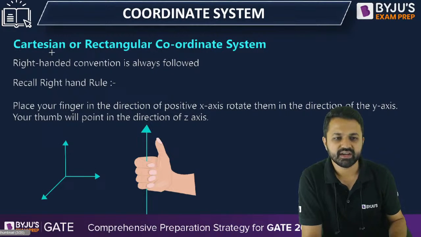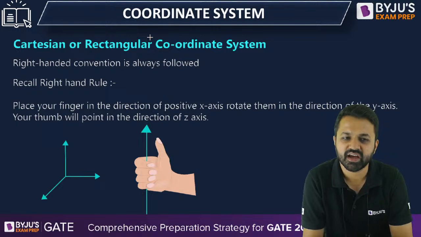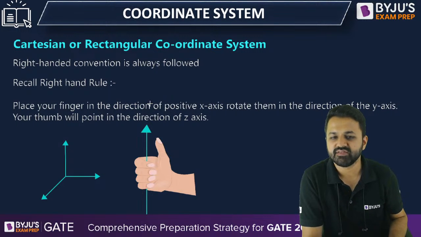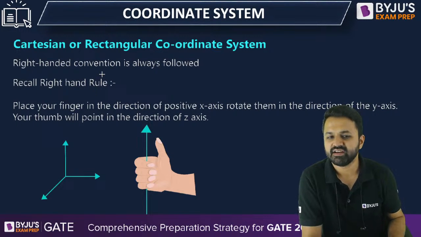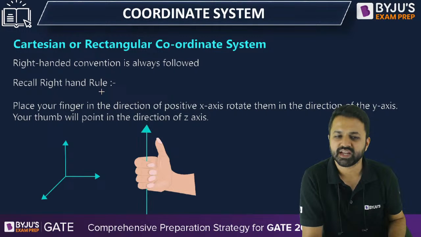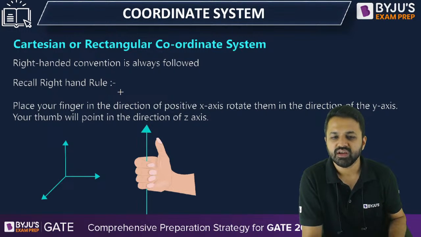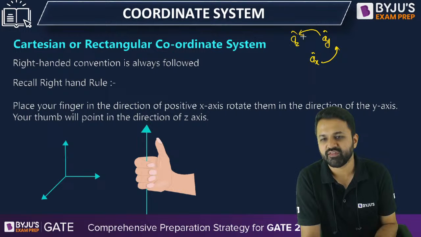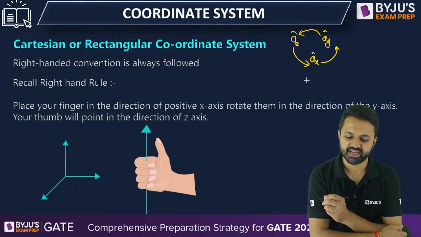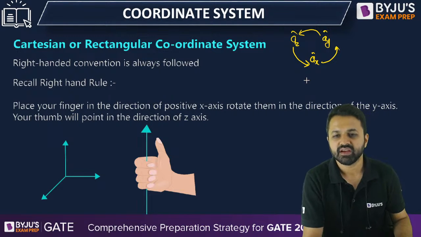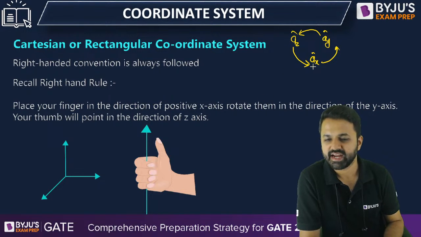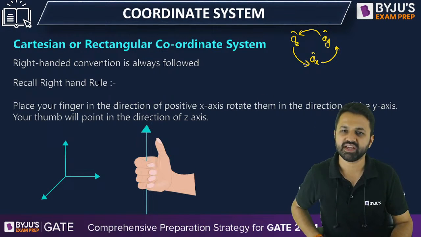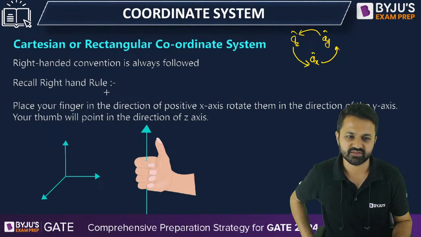And in the Cartesian coordinate system, we generally study the right hand coordinate system, which always follows the right hand rule. What is the right hand rule? The right hand rule which we studied in the last lecture is that when we take the cross product of the vectors in the anti-clockwise direction, it is called the Cartesian coordinate system, or the right hand rule. So the right hand rule means we follow the anti-clockwise direction.